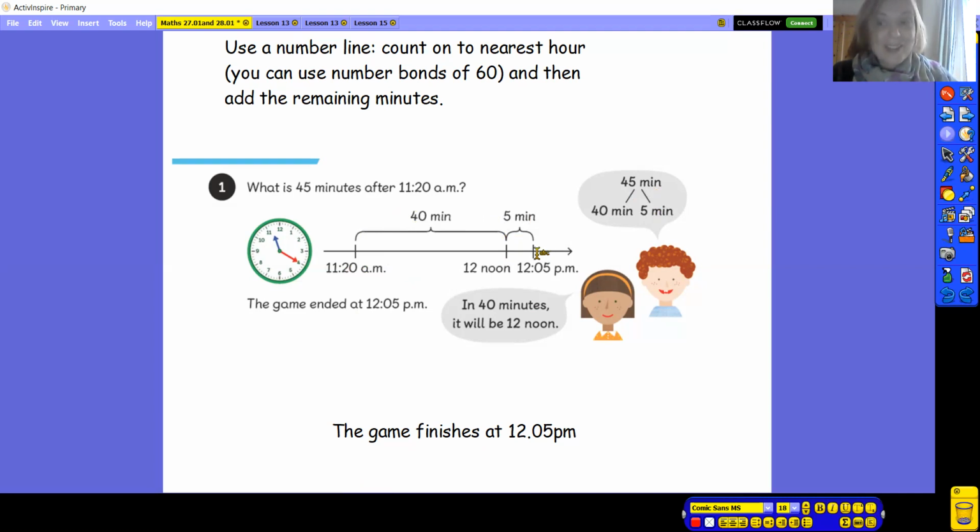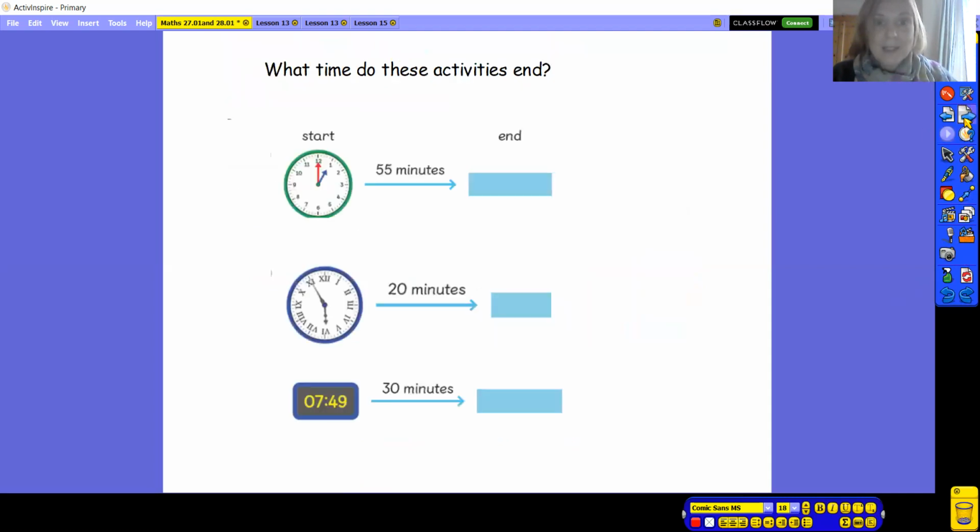Yeah, just as I say, you need to practice your number bonds to 60 and you'll be absolutely fine and you need to add them all. Okay, so we know the game finished at 12:05 because we used number bonds and we added on minutes on the number line to the nearest hour and then we added on any minutes we've got left over, or we used the clock. So let's see what's next.